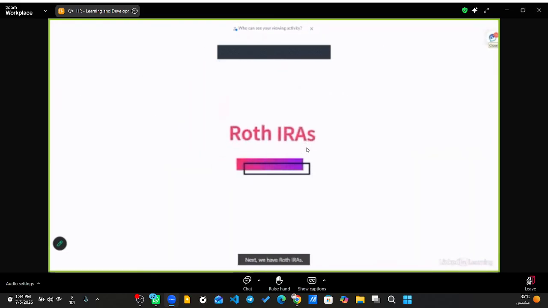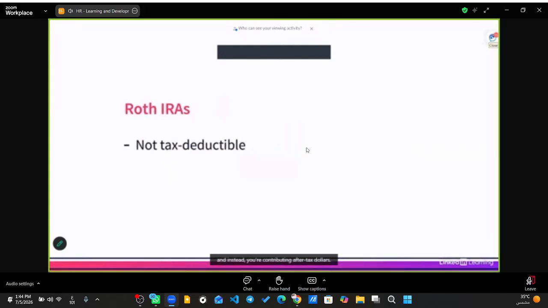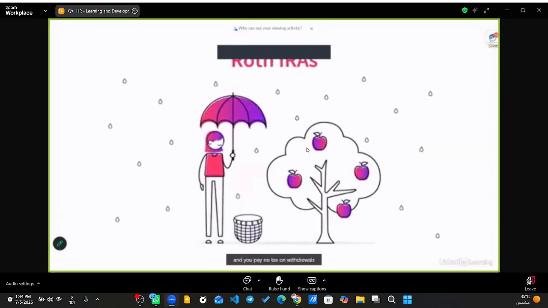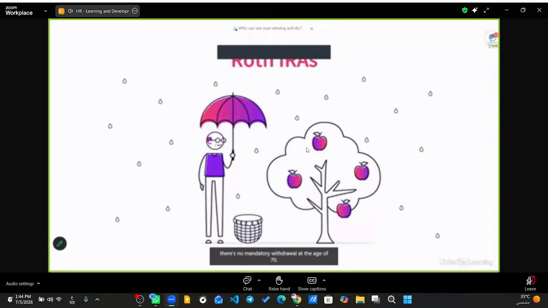Next, we have Roth IRAs. With a Roth IRA, you get no tax deduction for your contribution, and instead you're contributing after-tax dollars. But the money that you earn grows tax-free, and you pay no tax on withdrawals after you reach the age of 59 and a half. Plus, unlike traditional IRAs, there's no mandatory withdrawal at the age of 70.